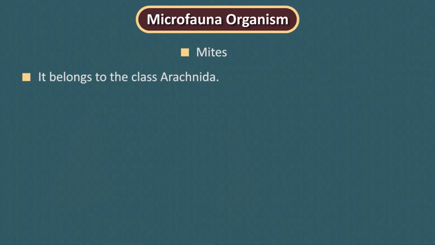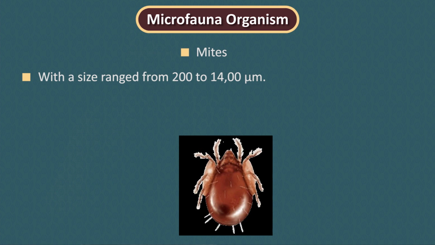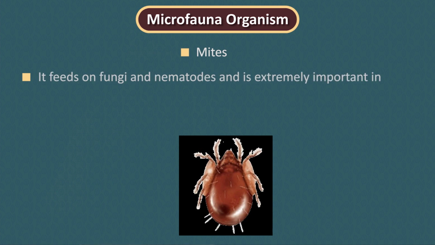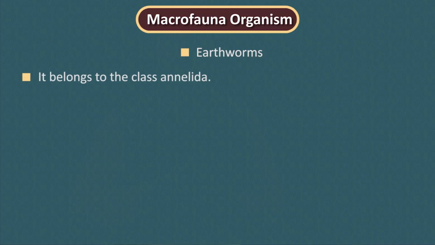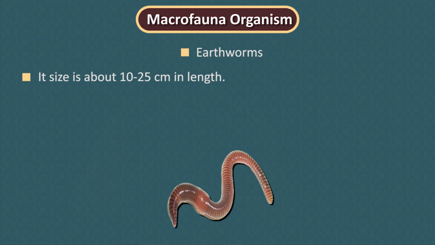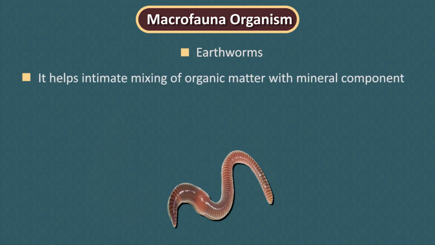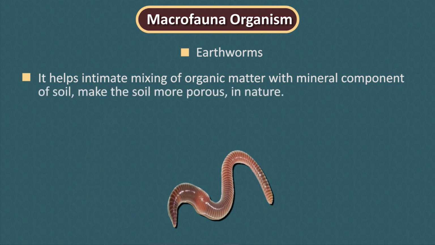Finally, we have the microfauna mites. They belong to the class Arachnida with a size range from 200 to 1400 micron. They generally feed on fungi and nematodes and are extremely important in maintaining soil health and fertility. Student, let us look into the macrofauna. Here are some macrofauna, like the earthworm. Earthworms belong to the phylum Annelida with a size range from 10 to 25 cm in length. They decompose organic matter and form waste. They are also helpful in mixing organic matter with the mineral component of the soil, making the soil more porous in nature.